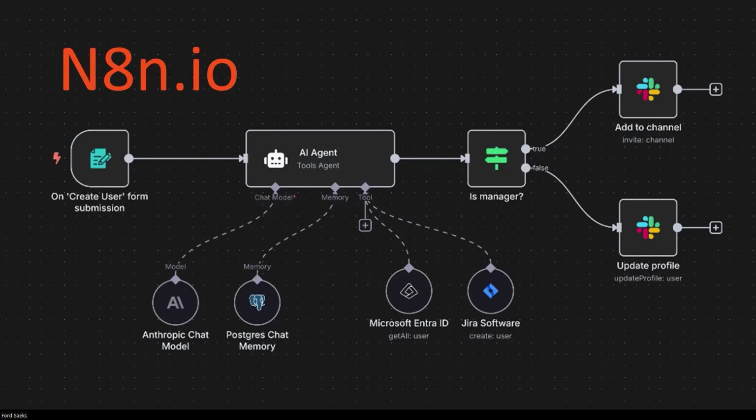So for example, if you follow this workflow, when it creates a new user, when someone fills out a form, it can actually go to an AI agent that does several different things. It can take that content and send it to Anthropic, which is Claude. It can get the chat. It can go into Microsoft. You can go into Jira and it can create a new user. It can have a manager, if this, do this, if that, do that.